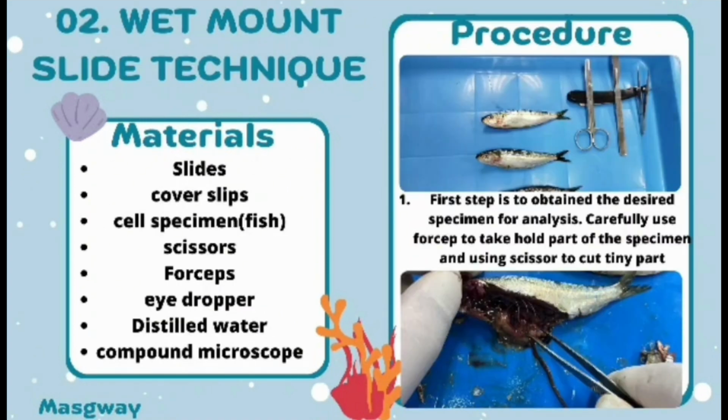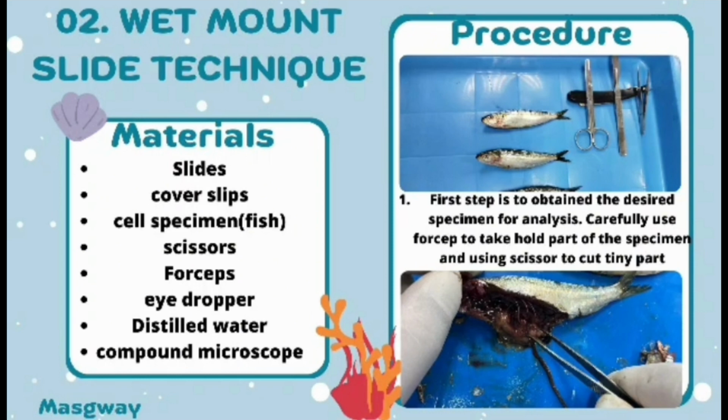Common materials needed to perform a wet mount slide include slides, cover slips, cell specimens, fish specifically, scissors, forceps, eyedropper, distilled water, and a compound microscope.